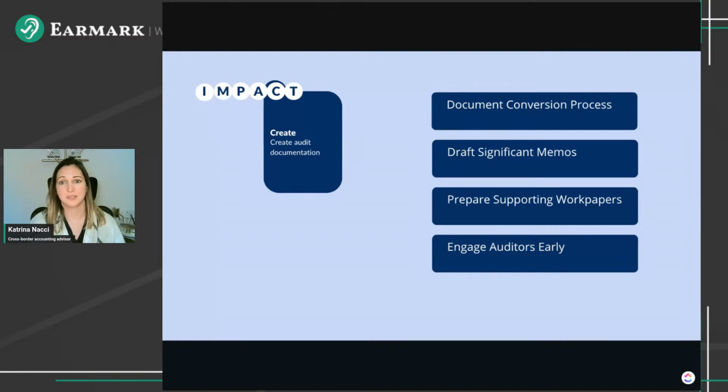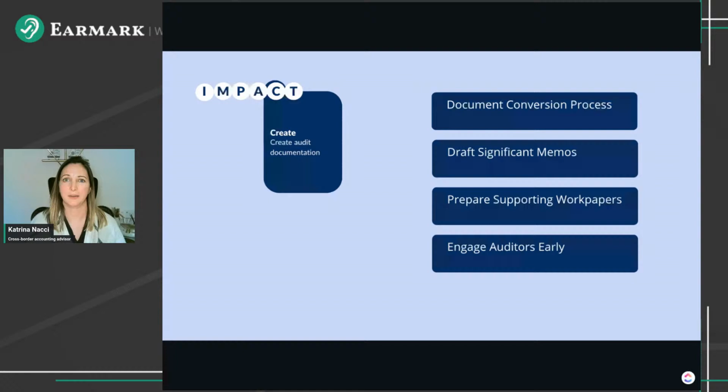The C in IMPACT is creating the audit documentation and the audit trail. So again, I will say it's important to have a very proactive conversation with your auditors. They're typically going to first audit you up to local GAAP and then audit your conversion adjustments separately. So it's important that you've documented the actual process that you're going through as part of this GAAP conversion.